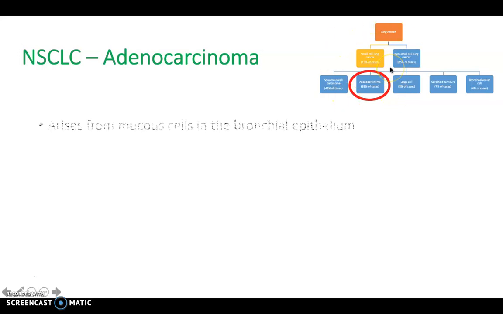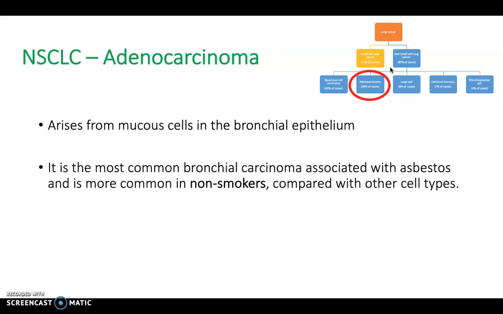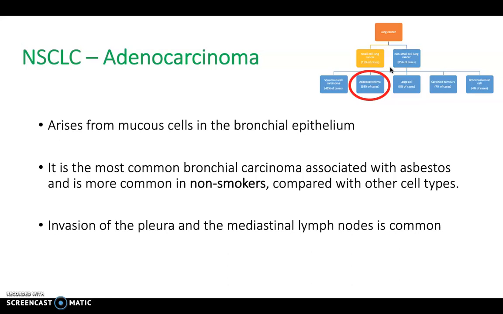Next we have adenocarcinoma. Now, adenocarcinomas are kind of the opposite of squamous cell in the respect that you associate these with people who are non-smokers. They arise from mucous cells in the bronchial epithelium, and are the most common bronchial carcinoma associated with asbestos, and therefore, as a result, is most commonly associated in non-smokers.